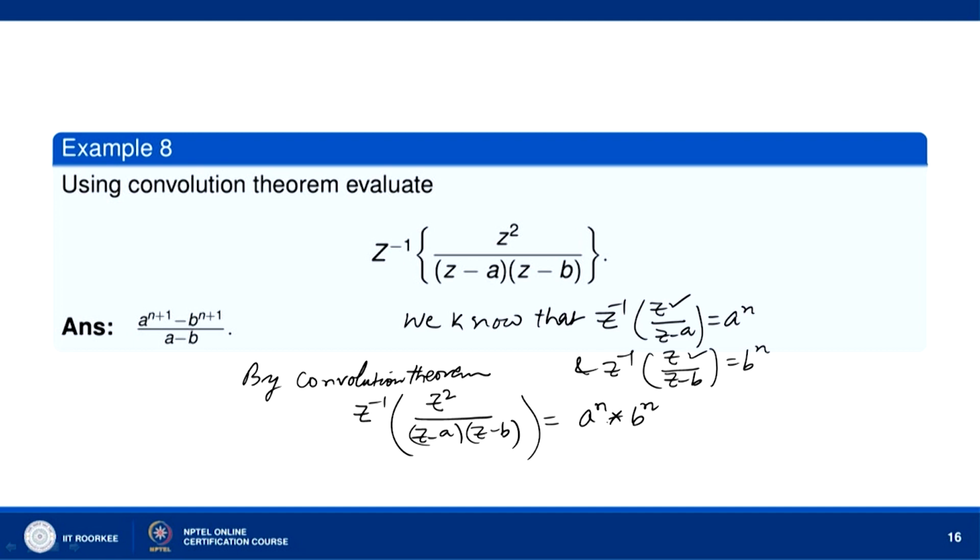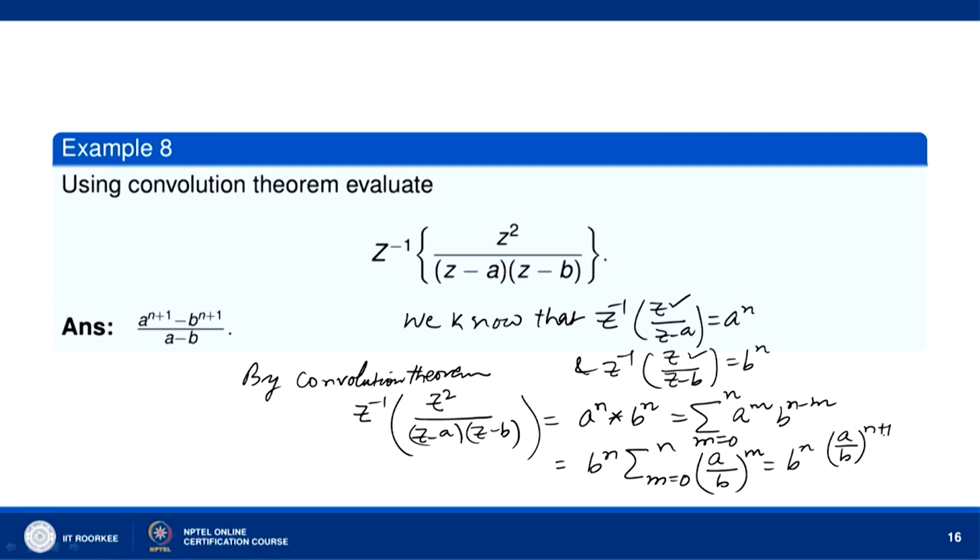Okay. And by definition of convolution of two sequences, we get this as sigma m equal to 0 to n A to the power m into B to the power n minus m. Okay. So, this is equal to B to the power n, which can be written outside, and we get sigma m equal to 0 to n (A by B) raised to the power m. Okay. So, this is a geometric series. So, we can write B to the power n, then we have (A by B) raised to the power n plus 1 minus 1, divided by A by B minus 1.